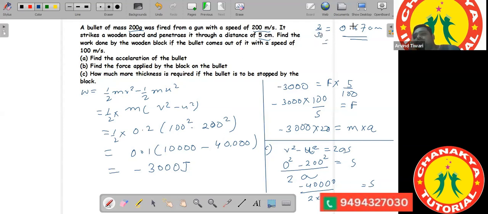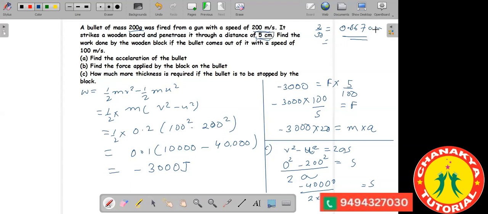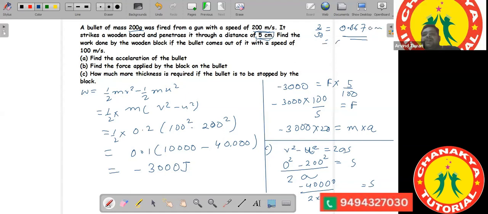And that 2 by 30 would be equal to 0.067. Okay. So out of this, the distance that you already have is 5 centimeter. So subtract 5 centimeter from this. This is 0.67 meter. You can consider this to be 6.7 centimeter and subtract 5 centimeter from it. So an extra displacement of 1.7 centimeter is required. An extra thickness of 1.7 centimeter.